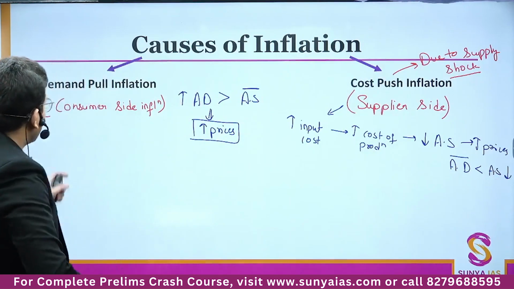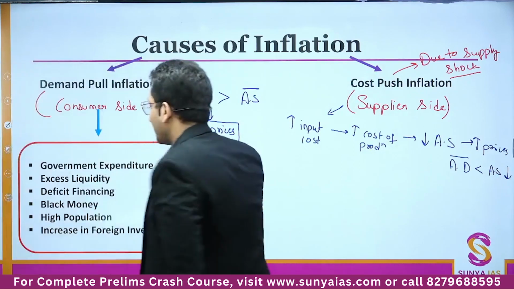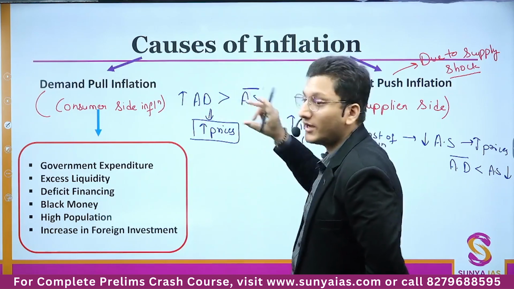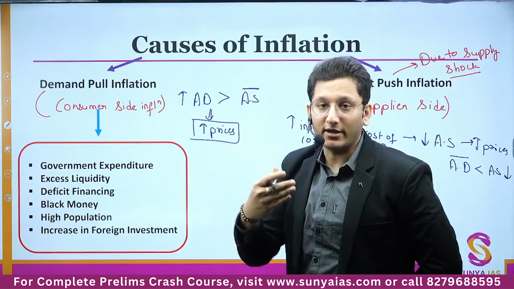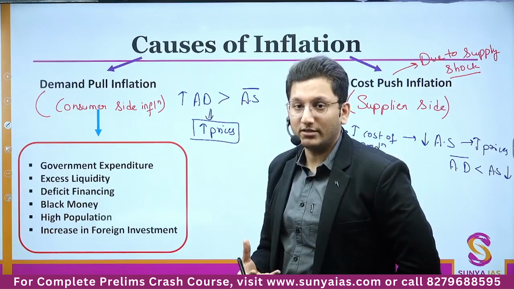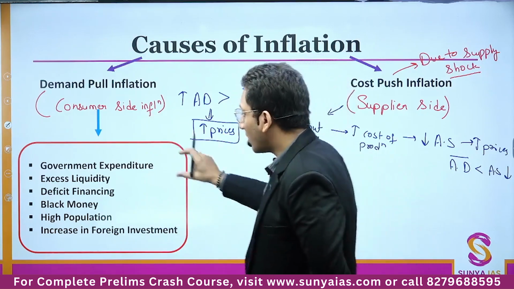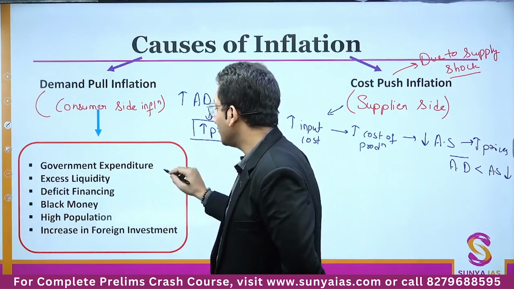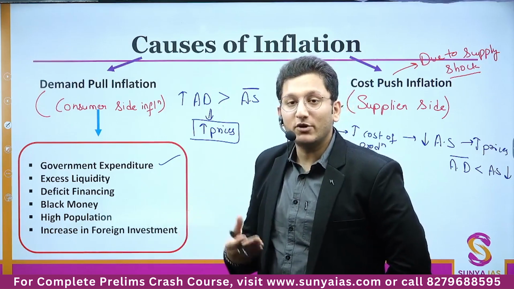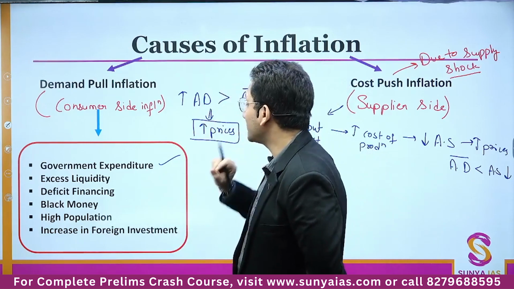Getting? Now अब एक बार देख लेते हैं कि demand pull inflation के कौन कौन से causes हैं. देखिए, here I have said that the demand pull inflation is caused when there is an increase in the aggregate demand, right? So aggregate demand कब बढ़ेगी? जब लोगों के पास ज़्यादा पैसा होगा, right? जब वो consumer side inflation ज़्यादा demand create कर रहा होगा, right? So how, when it's going to happen? When there is an increase in the government expenditure, the people will have more money in their hand, right, to spend. So they will create an excessive demand.